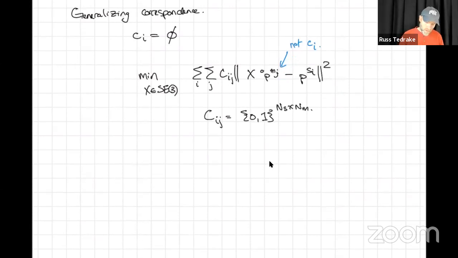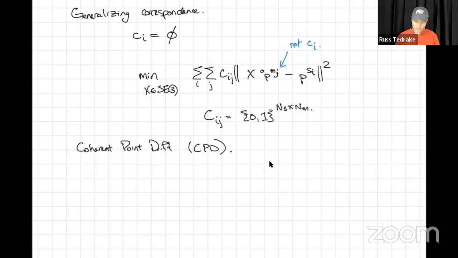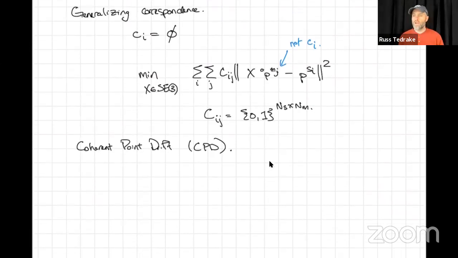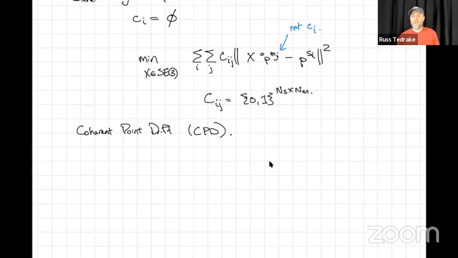Now, there's another important algorithm to know, which is called coherent point drift. It uses this version of correspondences, but it actually uses them in a way that is soft. So instead, I'm going to take Cij to be anywhere between 0 and 1.